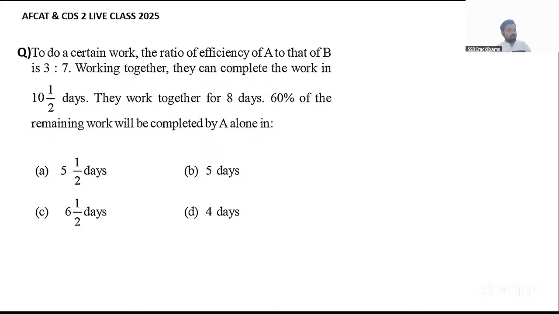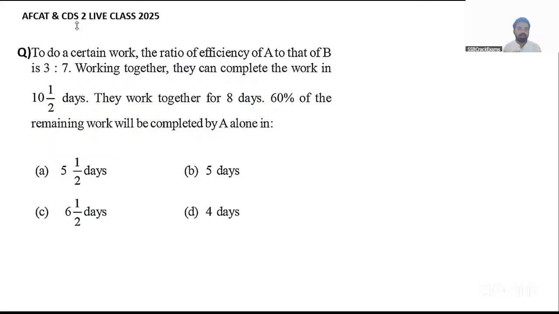Okay. To do a certain work, the ratio of efficiency of A to that of B is 3:7. Working together, they can complete the work in 10 1/2 days. They work together for 8 days. 60% of the remaining work will be completed by A alone in how many days? Since the efficiency ratio is given to be 3:7, you have to start with that only.